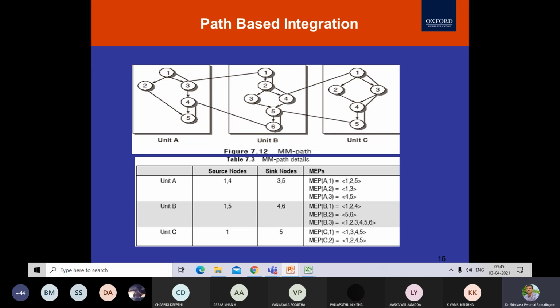If I want to traverse from unit A to 1, A comma 1, you see 1, 2, 5, A comma 2, 1 comma 3. Those are the possible paths. This is only for understanding purposes. If you have any doubt, you can ask.